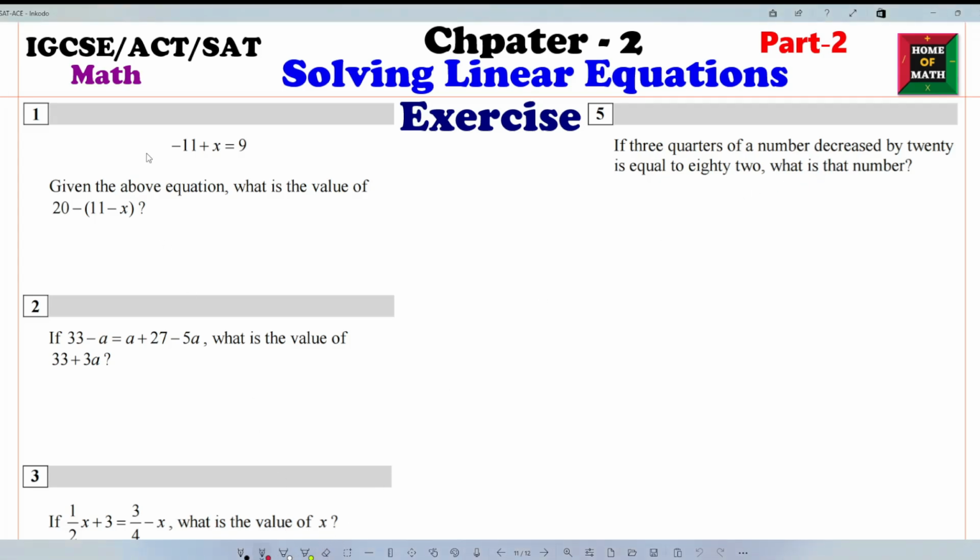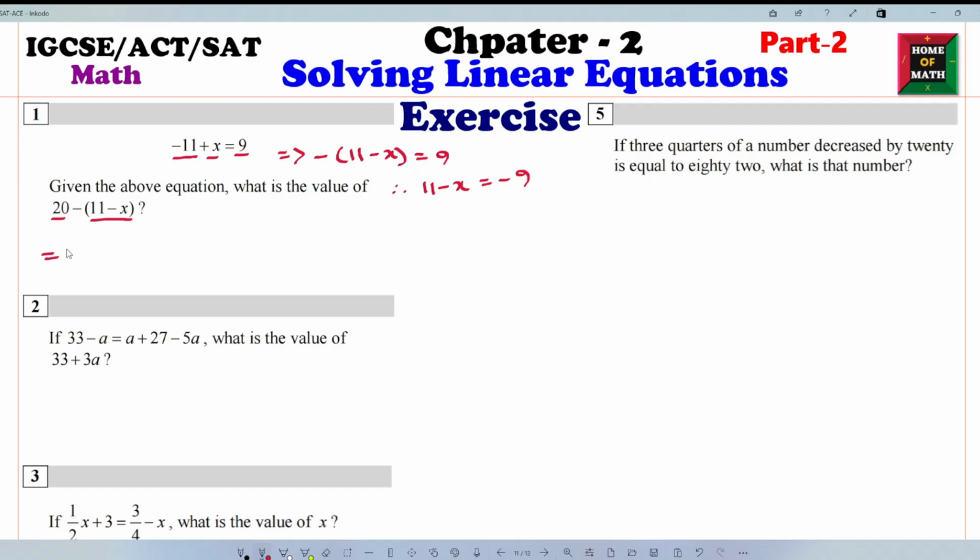Question 1. Here is the equation: minus 11 plus x equals 9. Given the above equation, what is the value of 20 minus 11 minus x? Look, if we take common minus, it will become 11 minus x equals to 9. So we can write 11 minus x equals to minus 1. Once we multiply both sides by minus 1, the left side minus will be out and the right side will be minus in. So 11 minus x equals to minus 9.